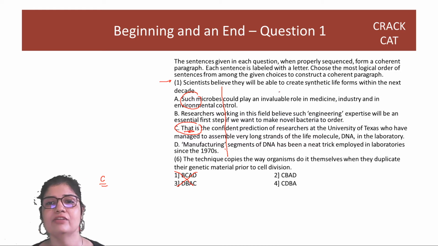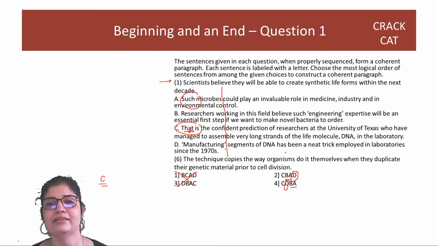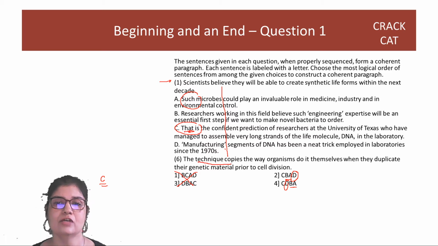So scientists believe they will be able to create, and that's a prediction. That is the confident prediction of researchers who have managed to assemble very long strands. Now such microbes कहाँ है? There are no microbes in one. Right now, if I see between these two options, A can come either after B or A can either. So B and A are coming together. Now I just need to focus on where D is going. Has been a neat trick employed. The technique, which technique? So D has to end, guys, because the technique is the neat trick here. Yeah. Okay, that is why your answer is option 2. It has to be C, B, A, D.